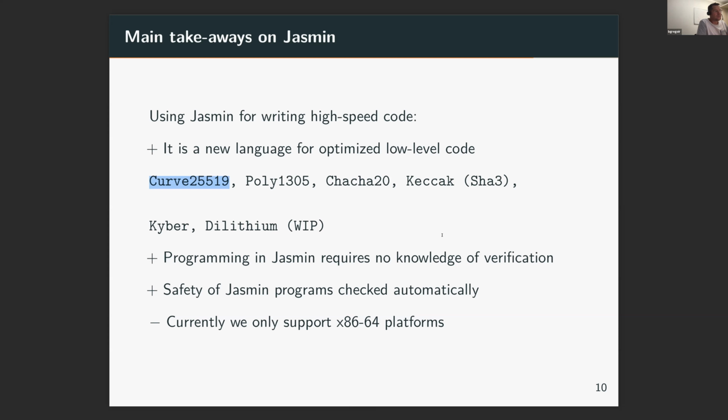The safety of Jasmin programs has been shown by Vincent, and can be checked mostly automatically. This is okay. And the downside that we have for the moment is that the only assembly that we generate is for x86 on 64-bit platforms.